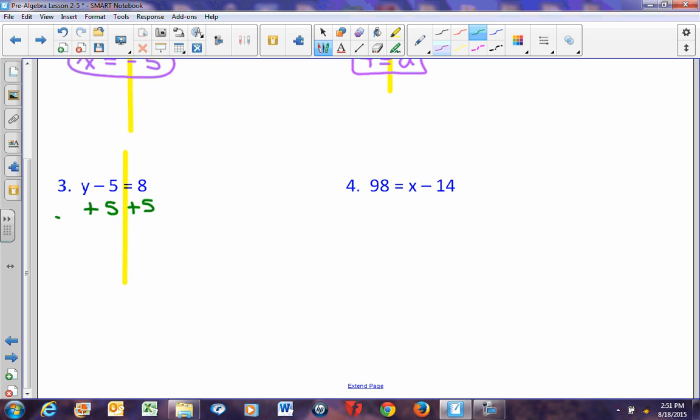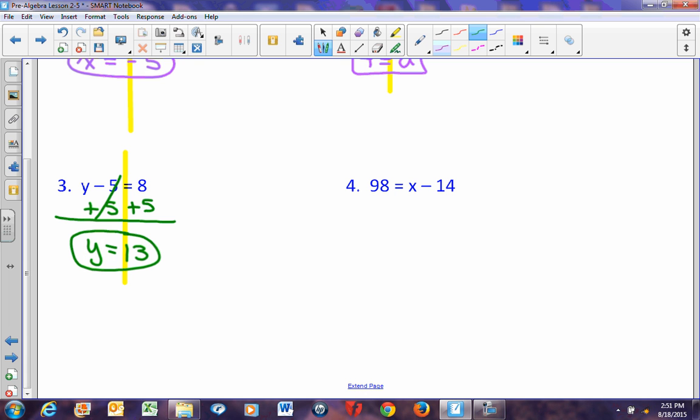Whatever I do to one side, I have to do the exact same thing to the other side. Otherwise, the teeter-totter is not balanced. So I can't just write plus 5 on the right-hand side without showing it on the left-hand side. These two things cancel out, leaving me with y. 8 plus 5 is 13. And I'm done.